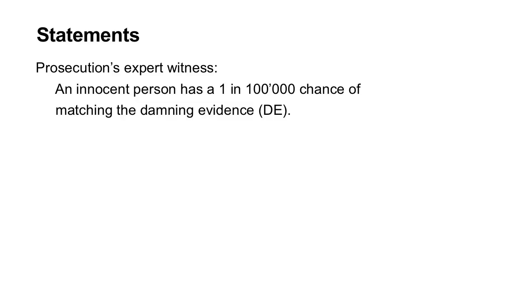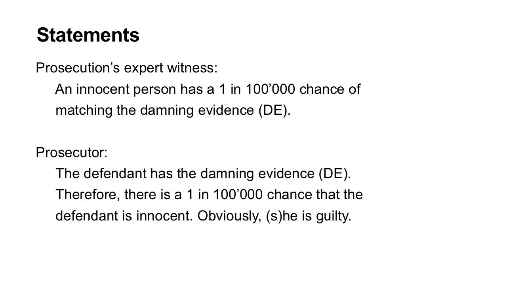Here's now the heart of the problem. You go to court. A prosecution's expert witness says an innocent person has a 1 in 100,000 chance of matching the damning evidence. And now comes the prosecutor's fallacy. Now the prosecutor says, the defendant has the damning evidence. Therefore, there's only a 1 in 100,000 chance that the defendant is innocent. Clearly he is guilty. Jury, judge, I say the defendant is guilty. Send him or her to prison. That's the prosecutor's fallacy, and this thinking is wrong.